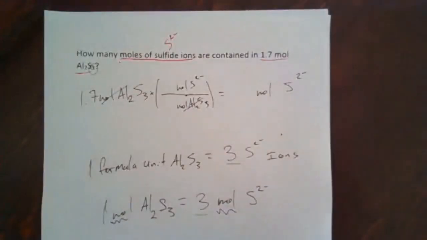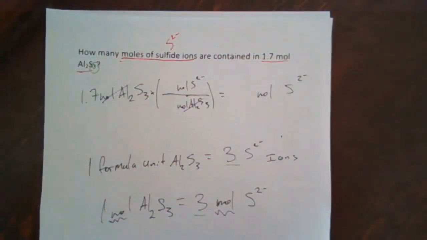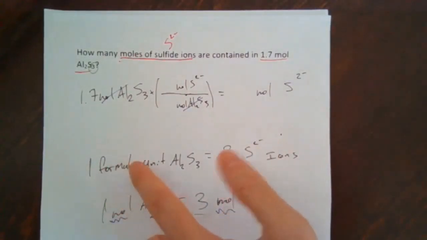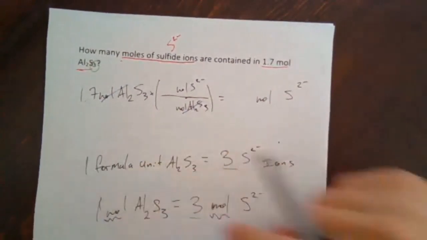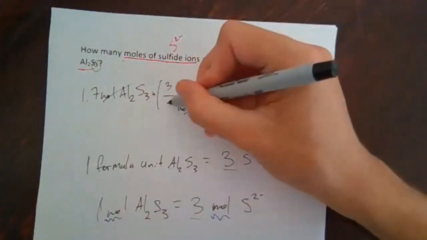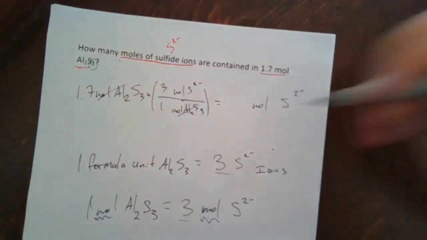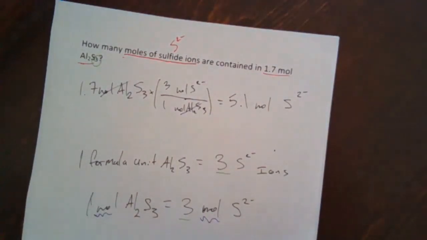The only difference is now I'm dealing with mole. And you could do this in any formula unit or any counting unit that you wanted. Here, you're counting individual objects. Here, you're counting by groups, as long as you're consistent. You can't have mole ions, but you can have mole or formula unit ions, as long as you are consistent there with how they're paired up. So we can take these numbers. The 3 goes next to the moles of S2 minus. The 1 goes next to the moles of Al2S3. So 1.7 times 3 divided by 1 gives me 5.1 moles of S2 minus.